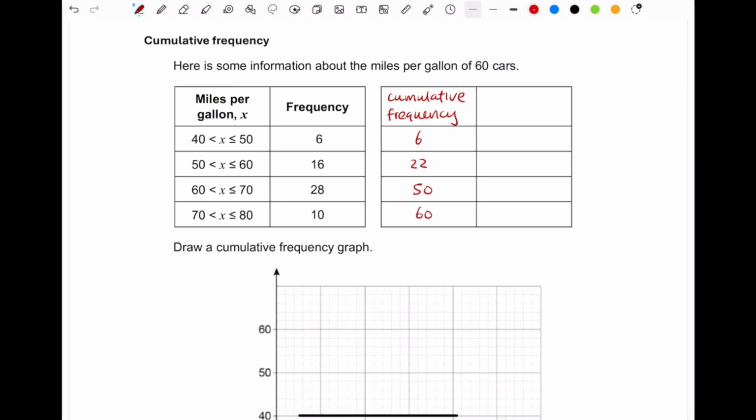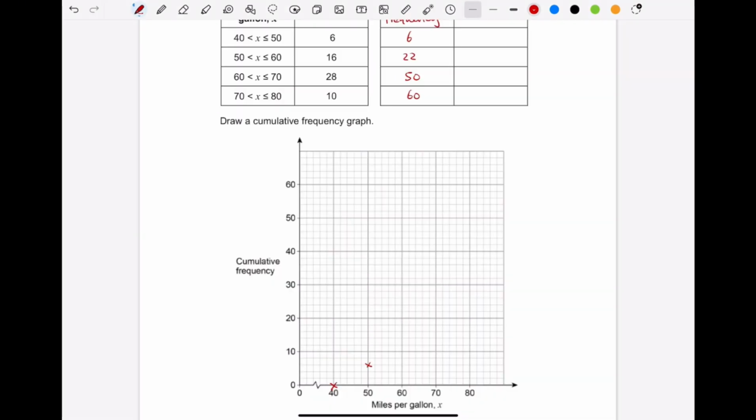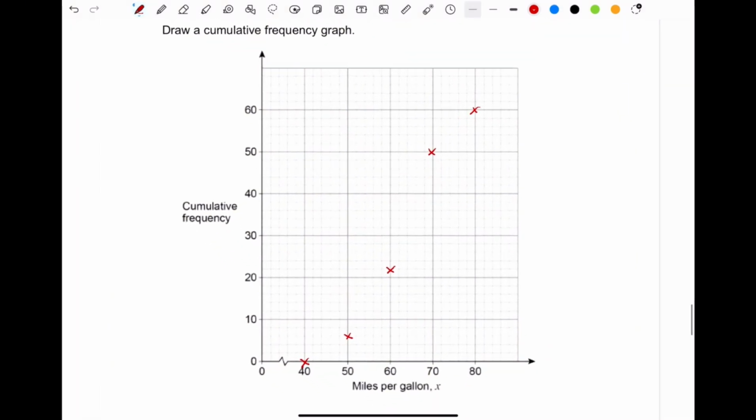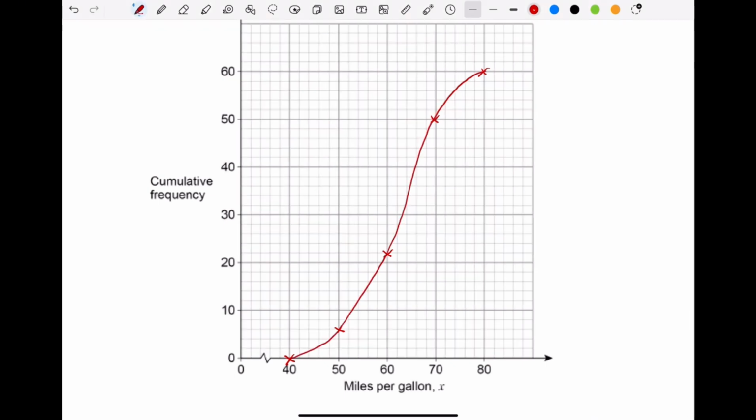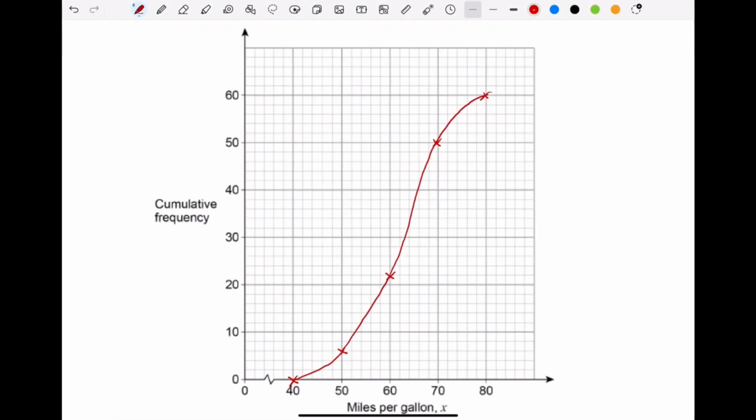50 miles per gallon for the first one, so we are going to plot 50, 6. For the second one, up to 60 miles per gallon, there are 22 cars, so 60, 22. 70 is going to be 50, and then finally 80 is going to be 60. So what we are going to do is join those together using a smooth curve.